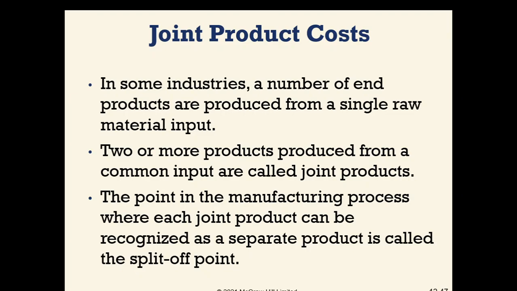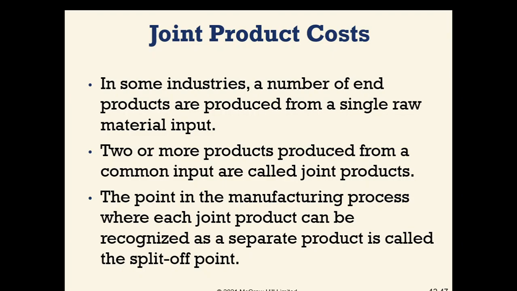So another decision scenario that we look at is joint product costs. In some industries, a number of end products are produced from a single raw material input. Two or more products produced from a common input are called joint products. So think about an example, milk and cream. They all come from the same raw milk source, but they are two products created from that one raw material.